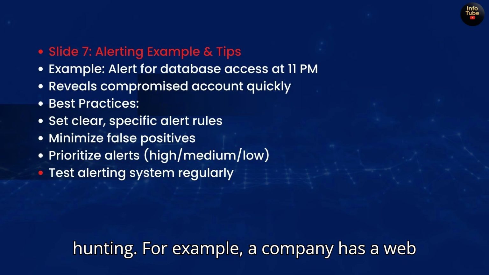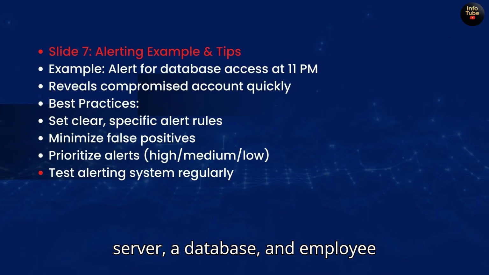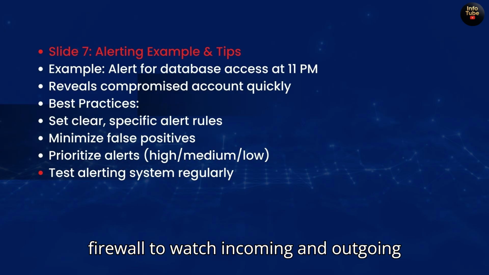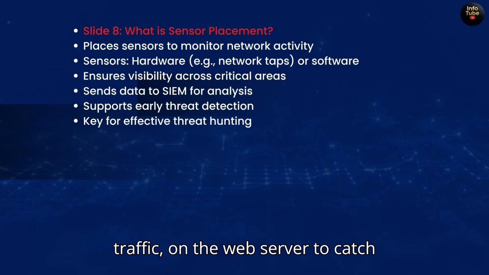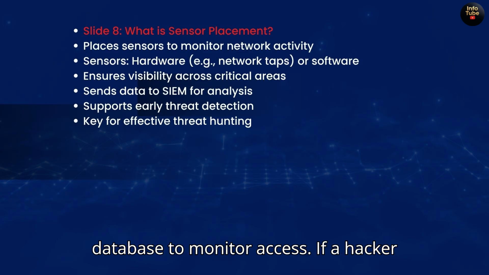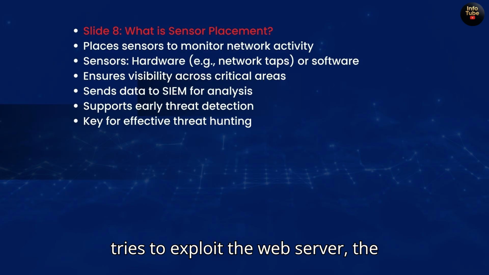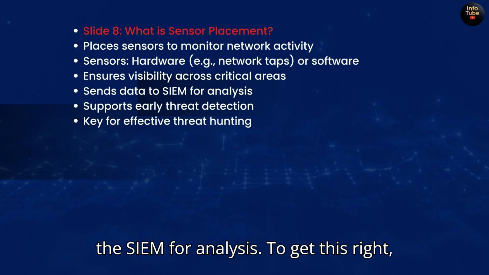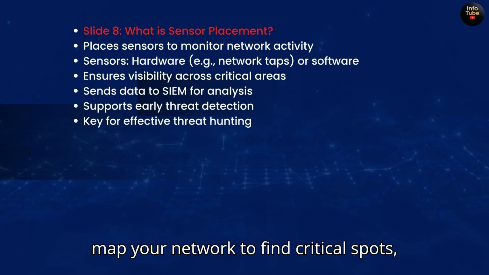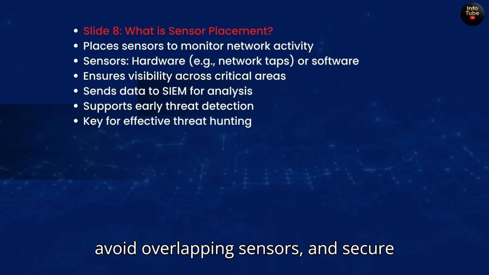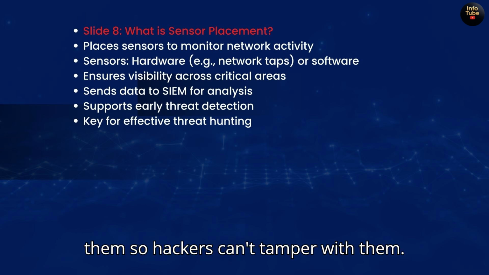For example, a company has a web server, a database, and employee computers. They place sensors at the firewall to watch incoming and outgoing traffic, on the web server to catch attacks like SQL injection, and on the database to monitor access. If a hacker tries to exploit the web server, the sensor catches it and sends the data to the SIEM for analysis. To get this right, map your network to find critical spots, avoid overlapping sensors, and secure them so hackers can't tamper with them.